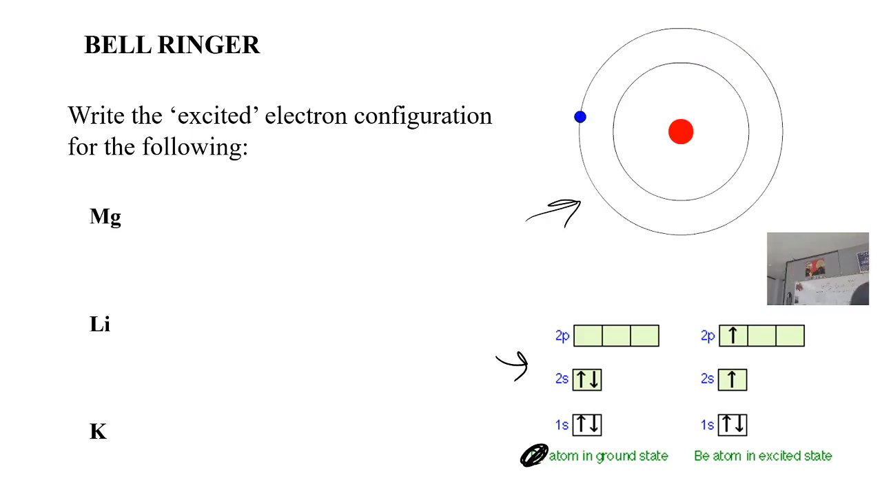Has it lit up yet? Yes or no? Has it produced light? Yes or no? No, it hasn't. That's the important thing to know. When does it produce light? When the electron goes back down. So right here, this is where it produces light.